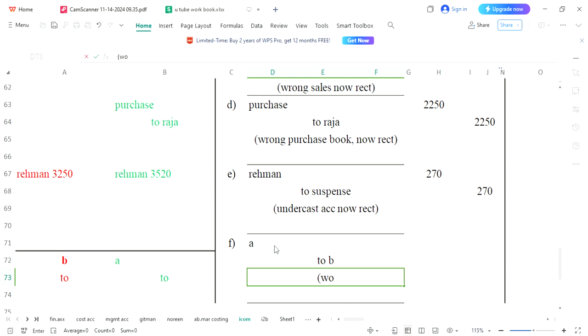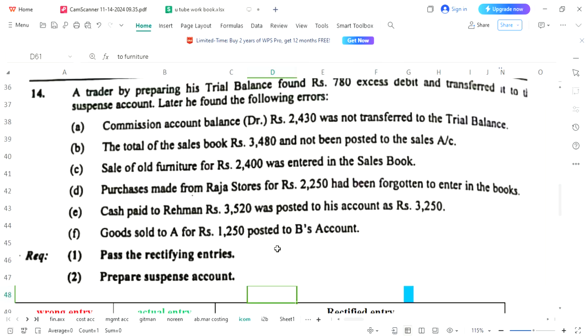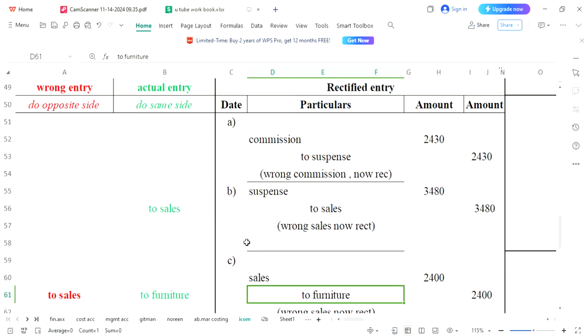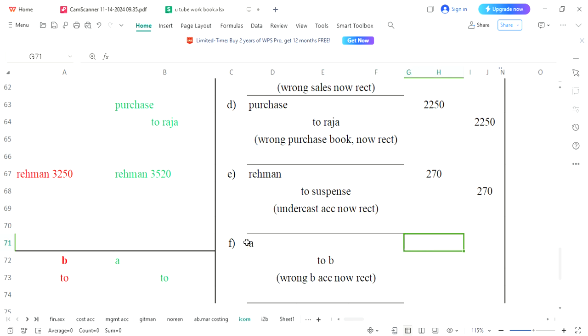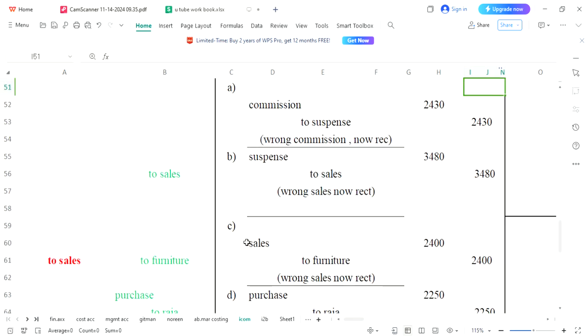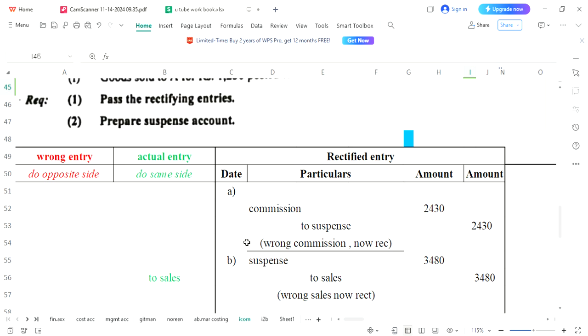Wrong B account now rectified. Okay, let's see how much was the amount. It was 1250. So write down 1250 on debit, and same amount we will write on credit side. Guys, entries are completed and we are now required to make suspense account. Please see over here. Past rectifying entries that has been completed.